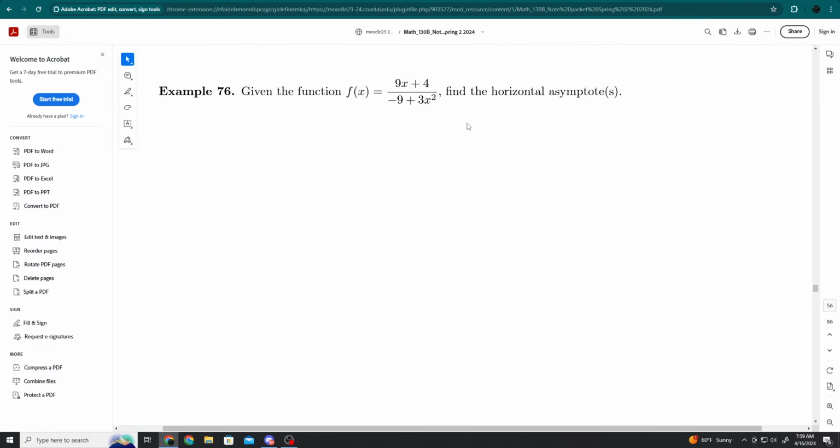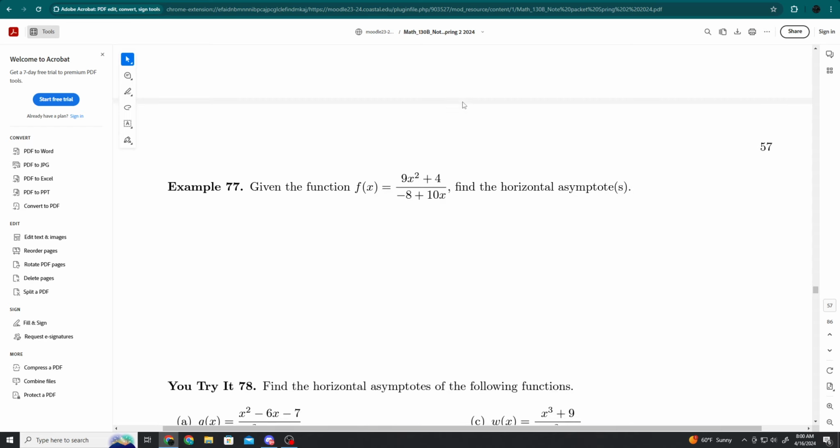Now just be aware, they did not put this in order, so the 3x squared is at the end. That doesn't matter where it's located. You have to identify which portion of the numerator or denominator has the largest exponent. Since this is 3x squared, that is the largest piece. Now we should have one more.